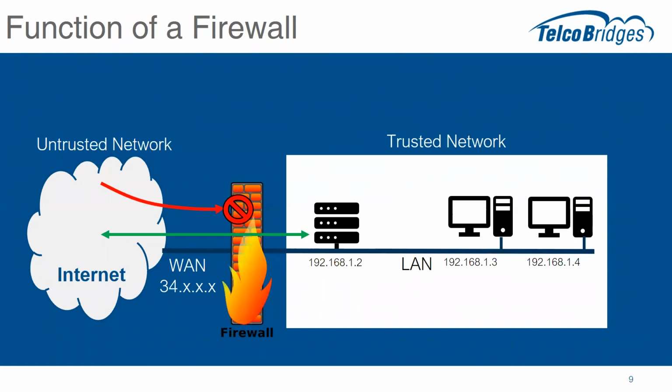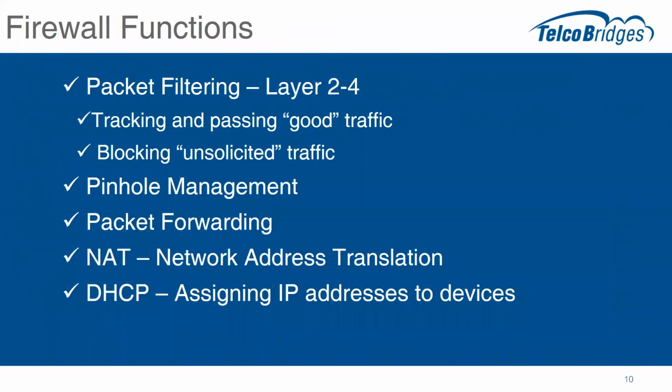So, summarizing that from a responsibility and capability standpoint, packet filtering is usually done at layers 2 to 4, and that's partially done by the router and partially done by the firewall. Tracking and passing the good traffic and blocking unsolicited traffic. There's also pinhole management, which is opening and closing that gate, as we talked about. There's also a capability called packet forwarding. We'll talk about that when we get to the deployment models, and show in a moment how that fits.